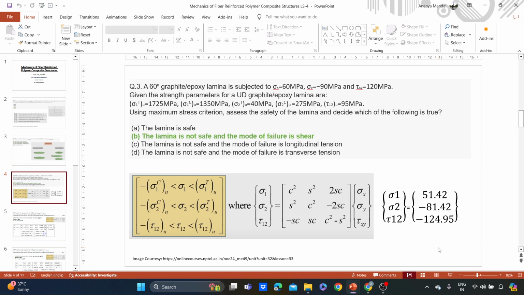Which value were you not getting correct? Yes, which one were you not getting the correct value? This one, ma'am. Tau 1, 2, like that. Tau.